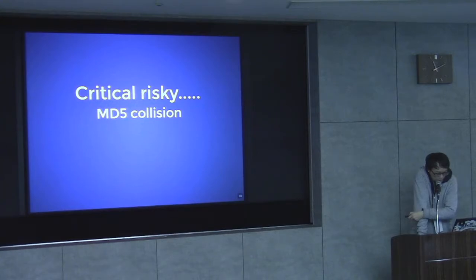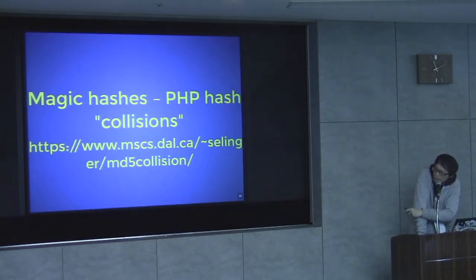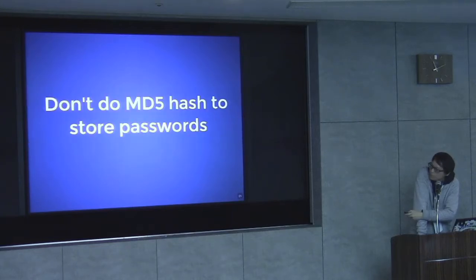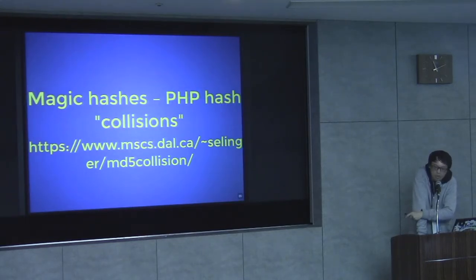And the critical receipt I mentioned on the previous is called MD5 collision. And here are the two references about the MD5 collisions. MD5 hash collisions, you should know about them.